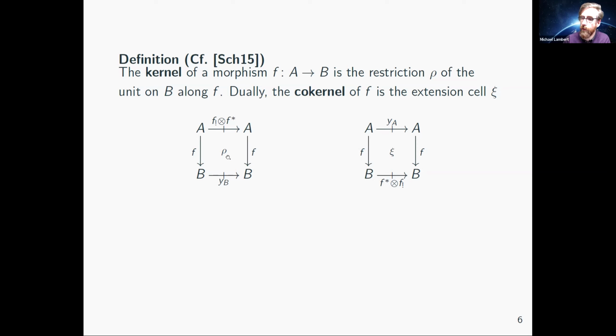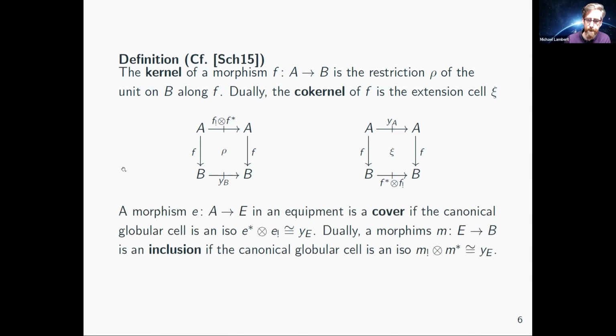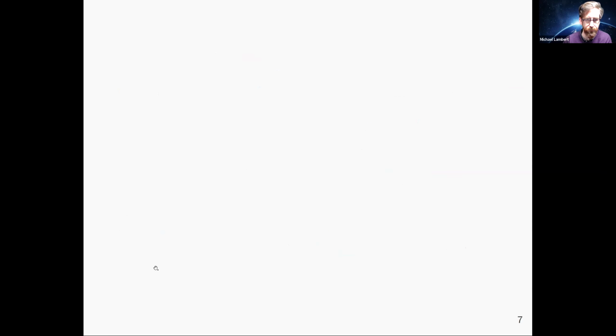So rho is a Cartesian cell with respect to the source-target fibration, and xi is op-Cartesian. So if you're working in an equipment, we'll say that a morphism E is a cover if its co-kernel is trivial, and it's an inclusion if its kernel is trivial. We'll need these later.